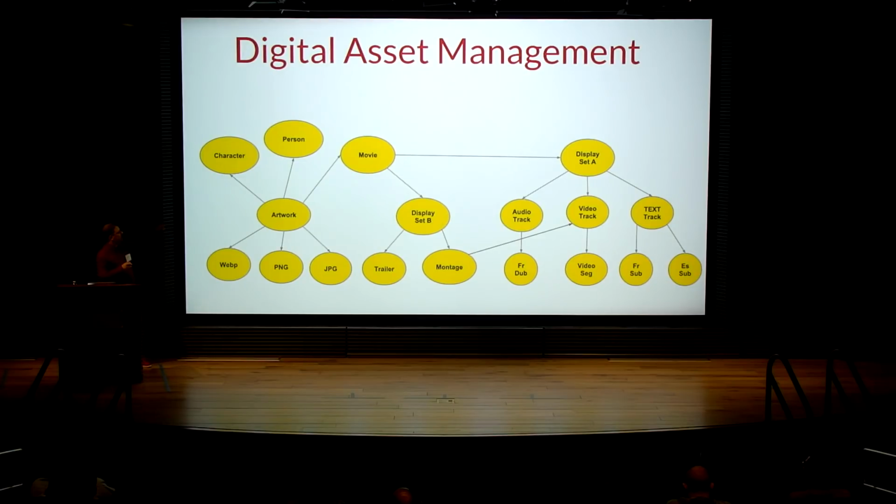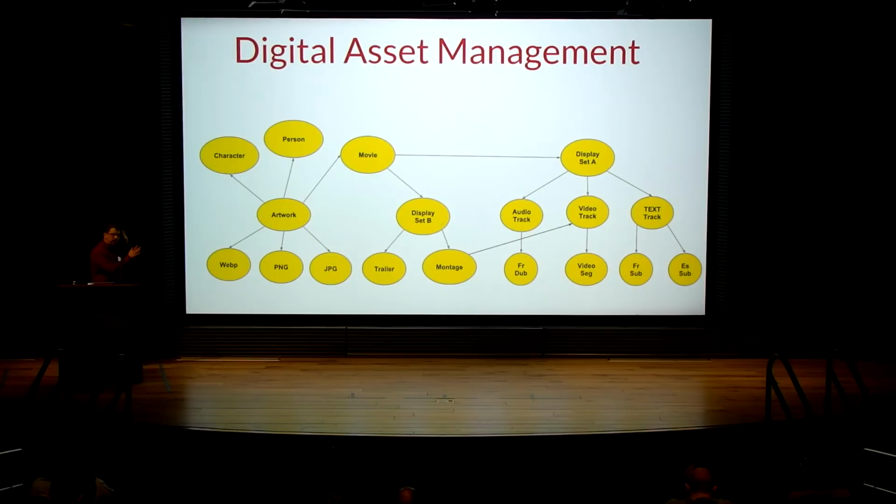So in that case, Kristen would have been the person, and the character would have been Jessica Jones. For example, an artwork may also contain a few images in different formats, like WebP, PNG, or JPEG. And the movie itself can also contain different display sets. For example, if you want to have different languages, like English or German, as Vinay said before, this will be represented inside the display set. And again, a display set can have different audio tracks.